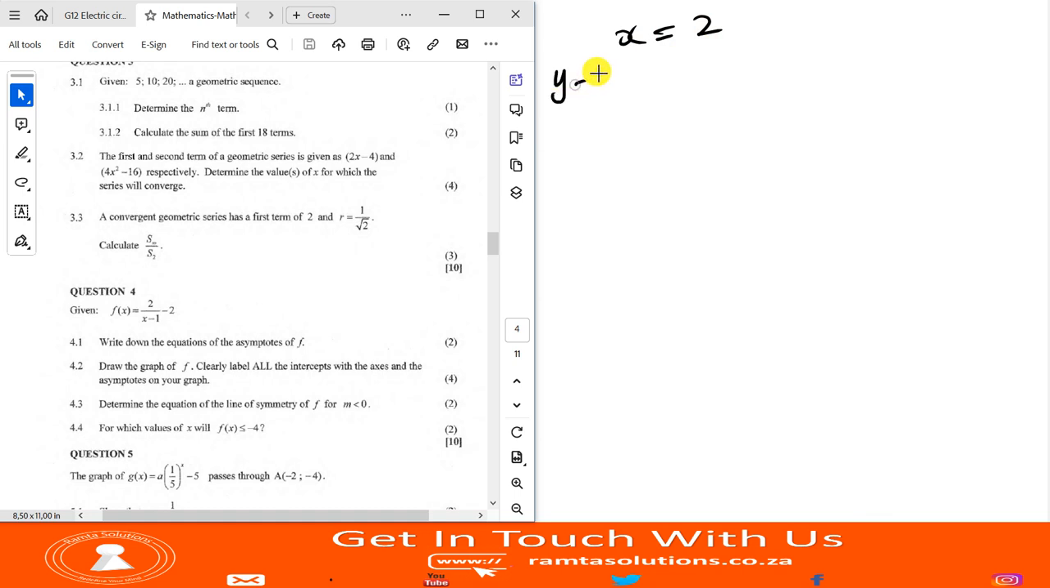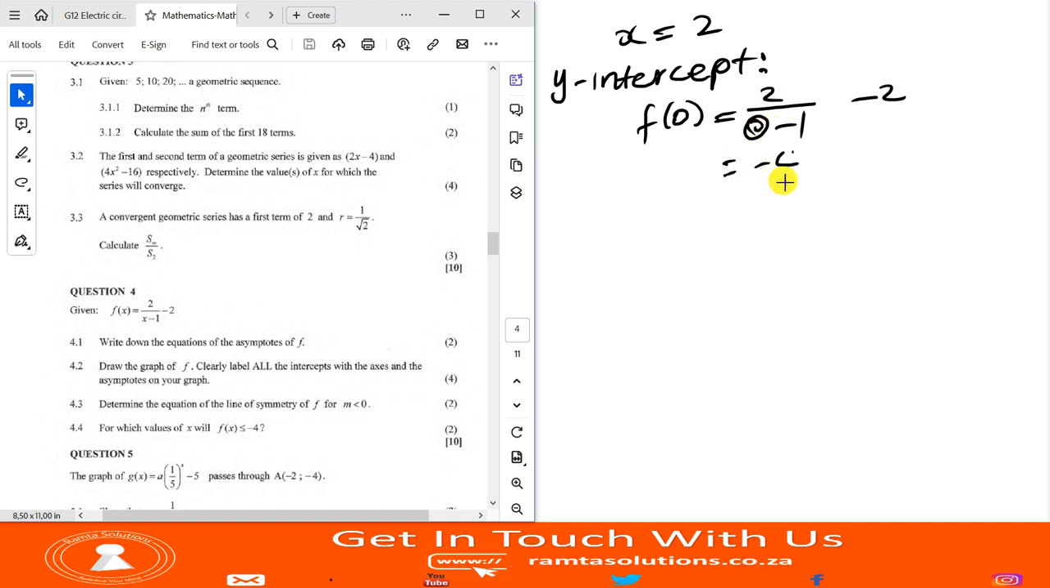Now let's get the y-intercept. For the y-intercept, this is where x is 0. So we're going to say f of 0: 2 over 0 minus 1, minus 2. It looks like it is minus 4, right? I do see here that this function has shifted 1 unit to the right and 2 units down. Okay, interesting.